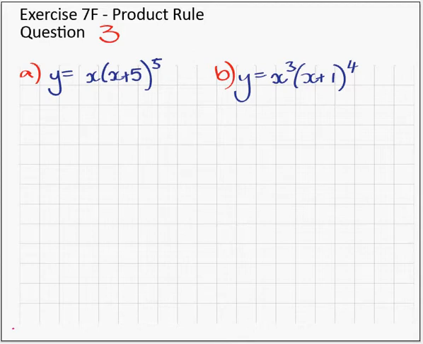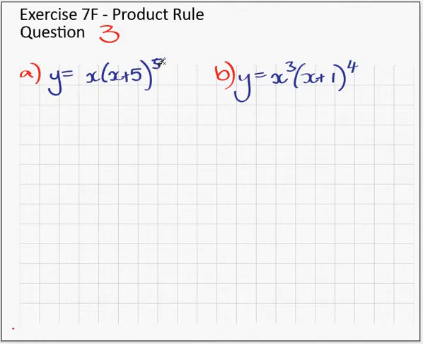So for this particular question, we need to find the derivative, and we need to state in each case what u and v are, and then we need to find the values of x that make the derivative equal to 0. So we'll start by looking at the question.